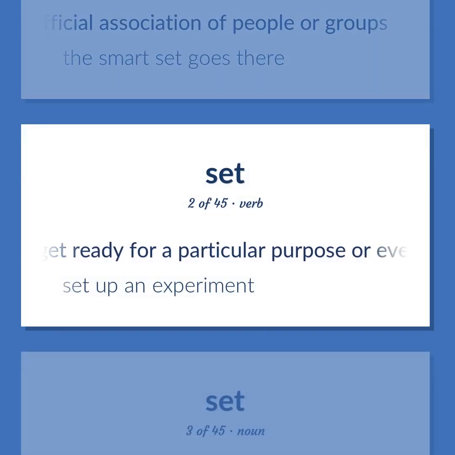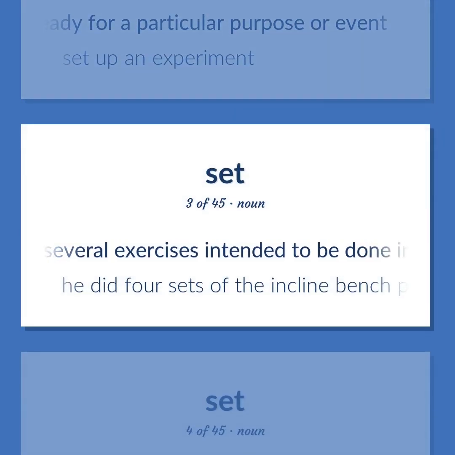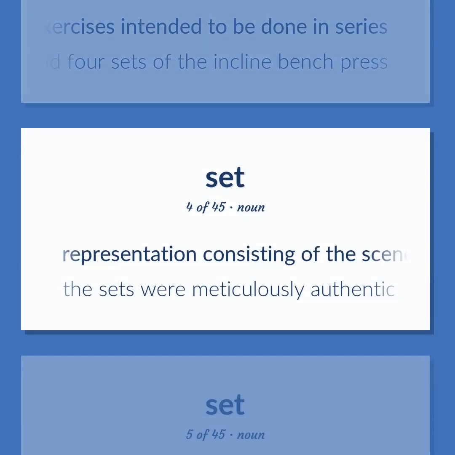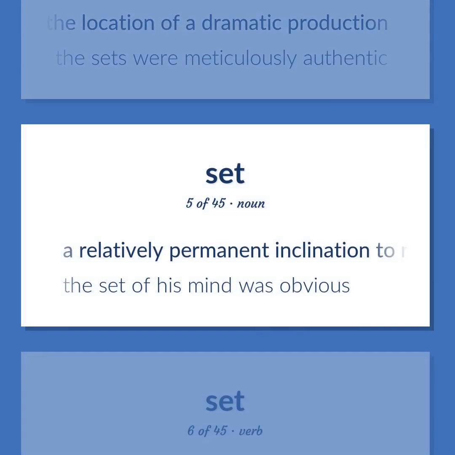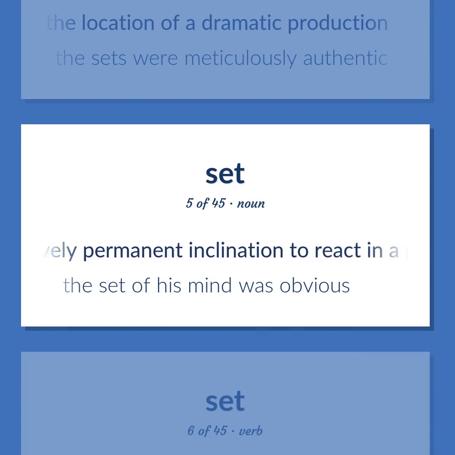Get ready for a particular purpose or event. Set up an experiment. Several exercises intended to be done in series. He did 4 sets of the incline bench press. Representation consisting of the scenery and other properties used to identify the location of a dramatic production. The sets were meticulously authentic. A relatively permanent inclination to react in a particular way. The set of his mind was obvious.